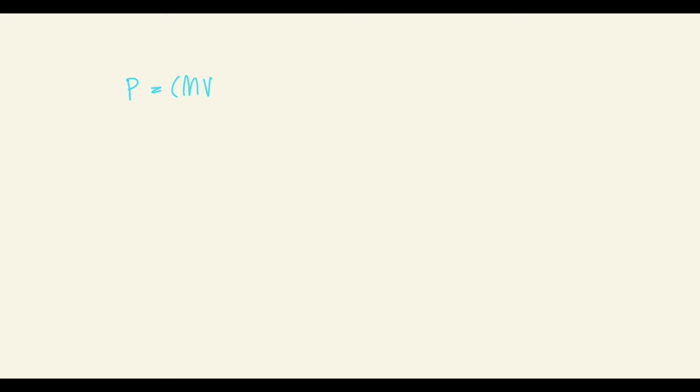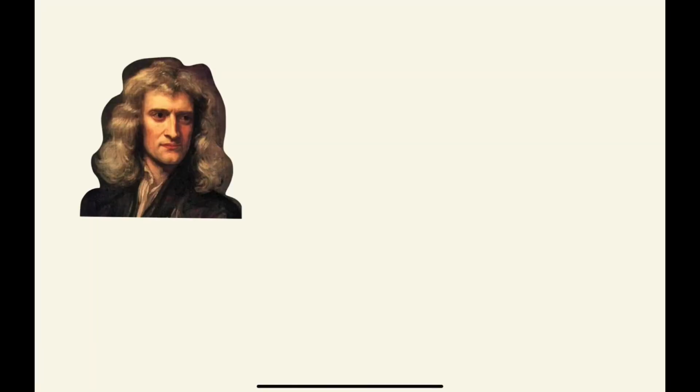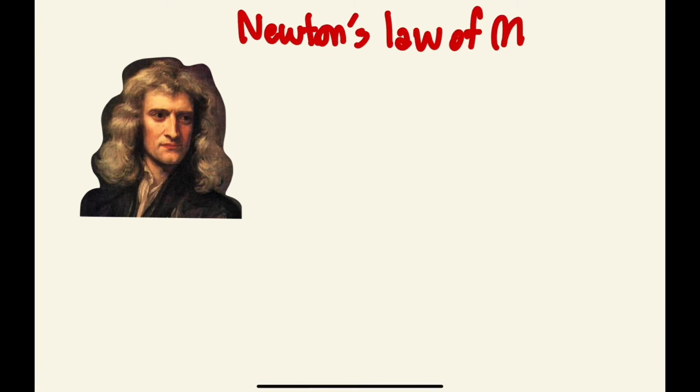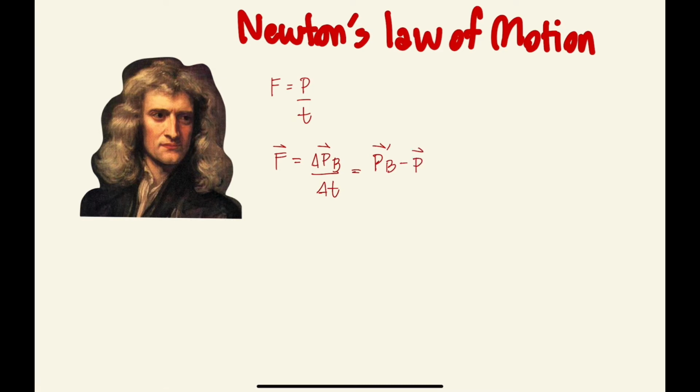From what we know, momentum is equal to mass times velocity. So momentum A is equal to mass A times velocity A, and momentum B is equal to mass B times velocity B. We can use Newton's third law to show that momentum is conserved. Force is equal to change in momentum over time. So force on B is equal to the change in momentum B over total time, which is P prime B minus P initial B over total time. And force on A is equal to the change in momentum A over total time, which is PA prime minus PA initial over total time.